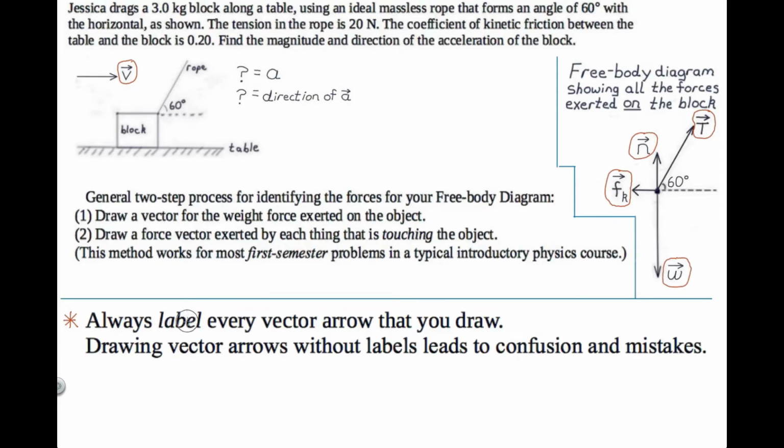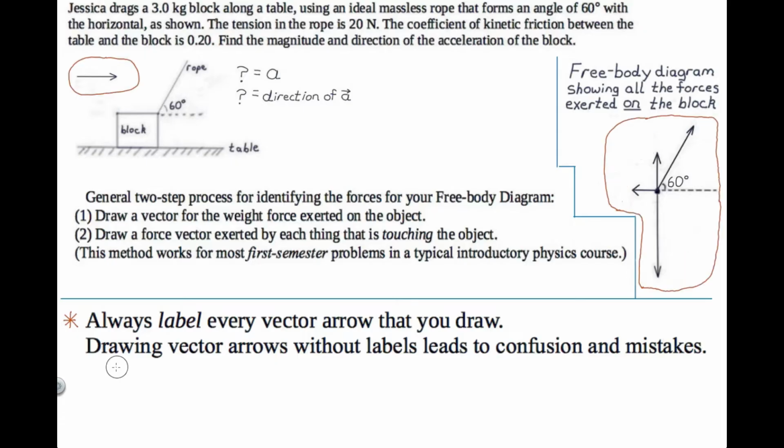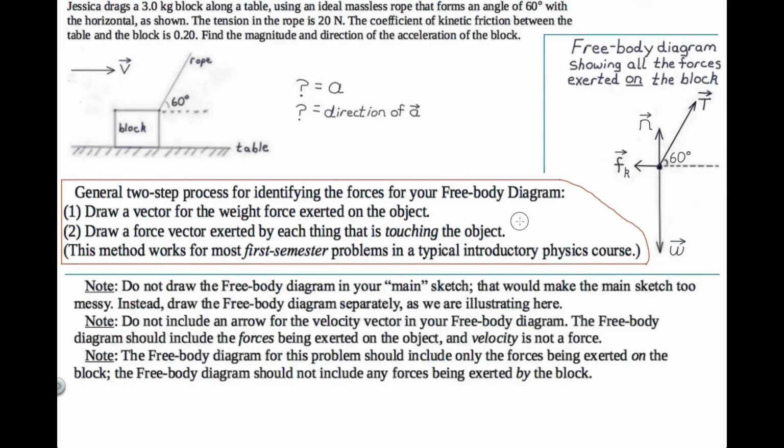Always label every vector arrow that you draw. Drawing vector arrows without labels leads to confusion and mistakes. You should now pause the video and memorize this two-step method for identifying all the forces for your free body diagram. The key to this method is to systematically ask yourself what is touching the object.